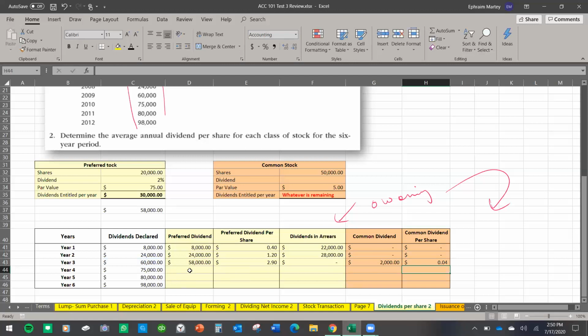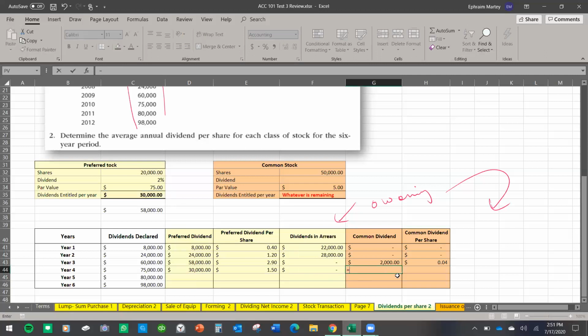In the fourth year, we declared 75,000. Okay, we are not owing these people anymore. So we are just going to pay them the 30,000. Okay, and then the earning per share will be the 30,000 divided by 20,000. We have that, and then the arrears will be 0 because we had to pay them this. We didn't owe them anything, and we were able to pay that, so we have 0.